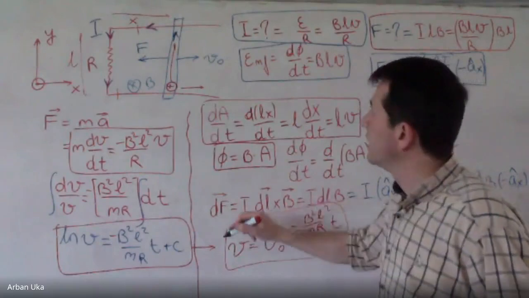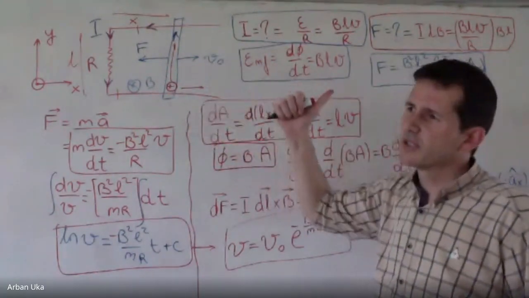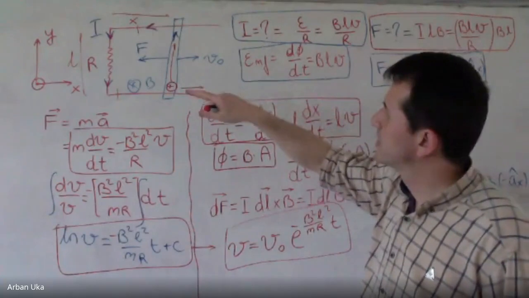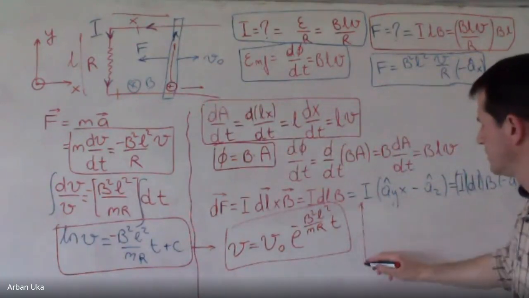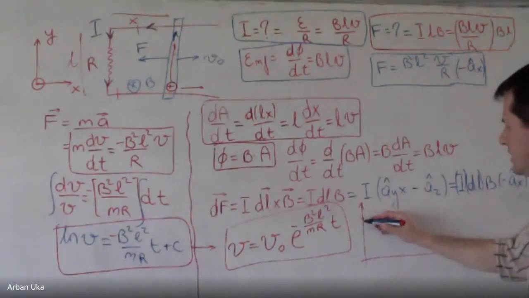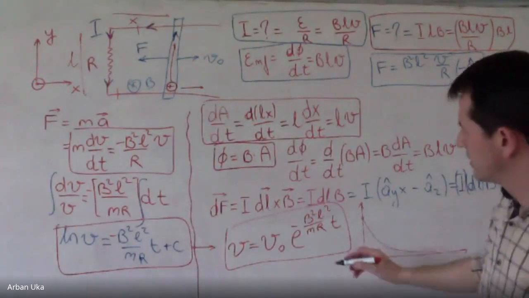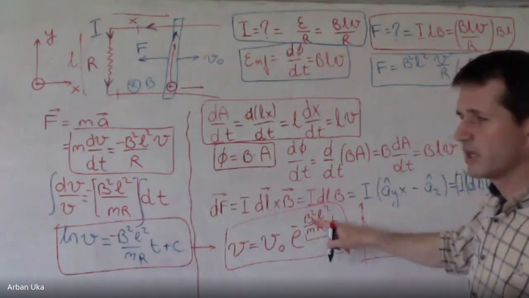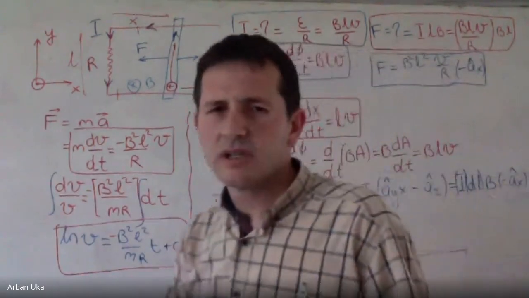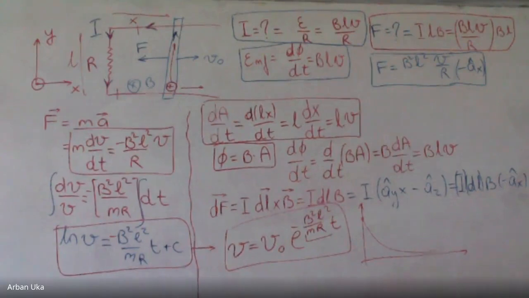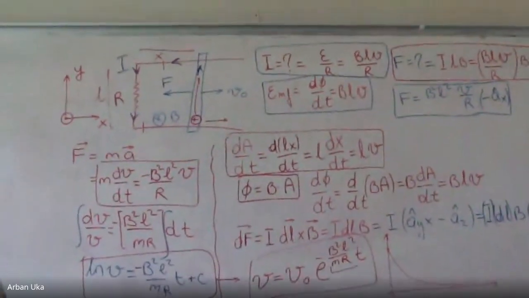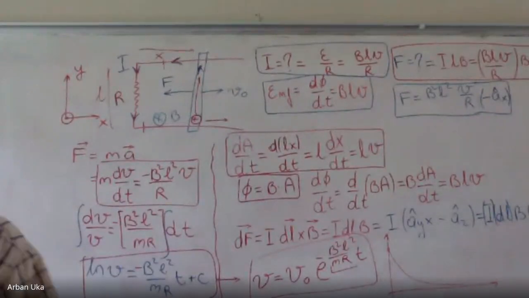So it looks like if we give an initial kick of velocity in this direction, since the force is in the opposite direction, this velocity will exponentially decrease from the initial v0, okay? And how fast the exponential decrease will happen will be determined by the relative magnitude of B squared L squared over the mass of the bar times the resistance. So let's not forget that R was the resistance. Okay, so this is just an application of these relationships.